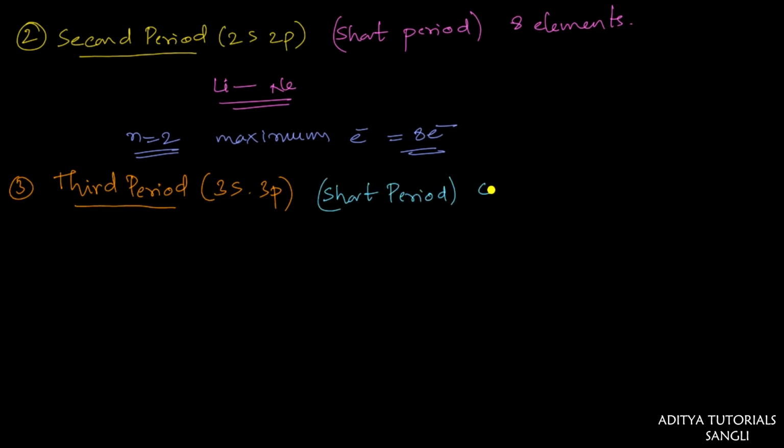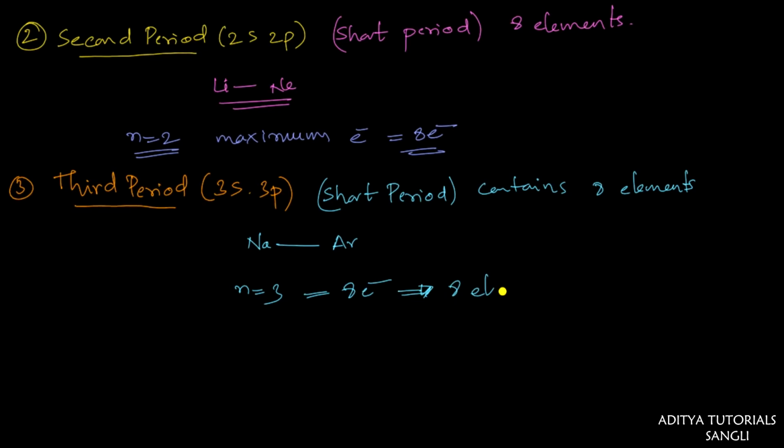And it contains 8 elements here also. One more point is that the elements start from sodium and end at argon, a total of 8 elements, and the principal quantum number, you can notice that 3s and 3p is there, and therefore n is equal to 3 here. In this case the orbitals fill up 8 electrons, therefore we have 8 elements. In 3s2 and 3p6, total 8 electrons are there, and therefore this implies 8 elements. Hope you understood this part.